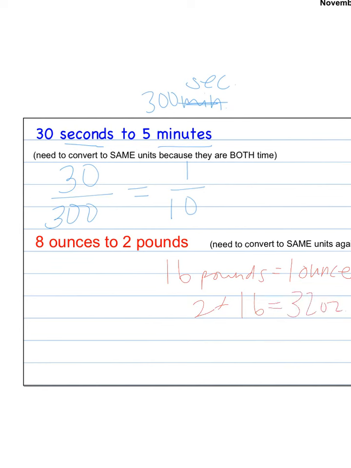So we now have 8 ounces to the 32, so 8 over 32. They can both be divided by 8, so 1/4.